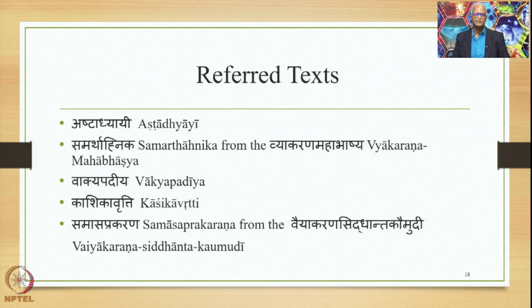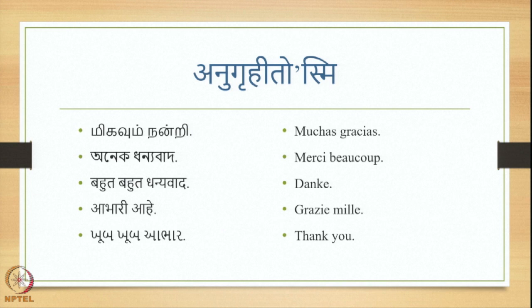These are the texts referred to: Ashtadhyayi, Samarthanika from the Vyakarana Mahabhashya of Patanjali, Vakyapadiya of Bhartrihari, Kashikavritti of Jayaditya and Vamana, and Samasa Prakarana from the Vaiyakarana Siddhanta Kaumudi by Bhattoji Dikshita. Thank you very much.